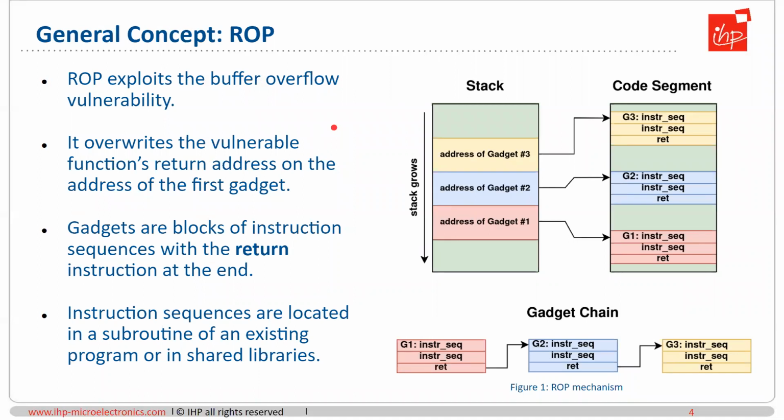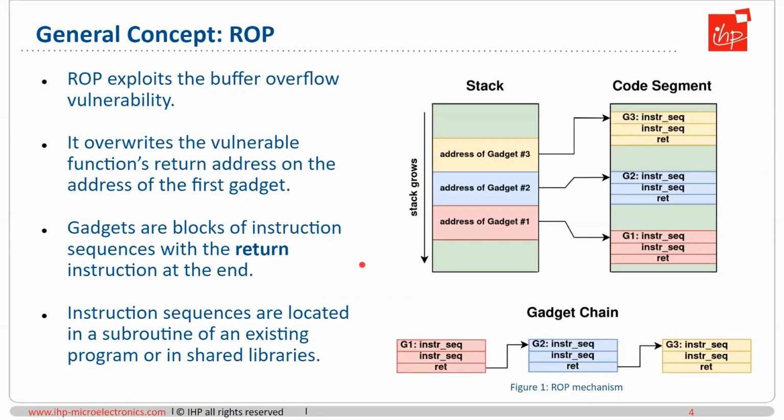So the ROP, in general, exploits the buffer overflow vulnerability. Buffer overflow vulnerability is a necessary precondition for the ROP exploitation. And it overrides the vulnerable function's return address with the first address of the first gadget. A gadget is a block of instruction sequences with a return instruction at the end. Instruction sequences are located in a subroutine of an existing program or in shared libraries.